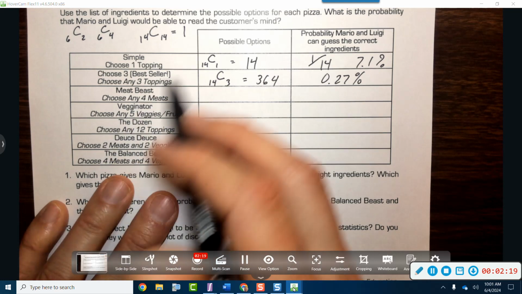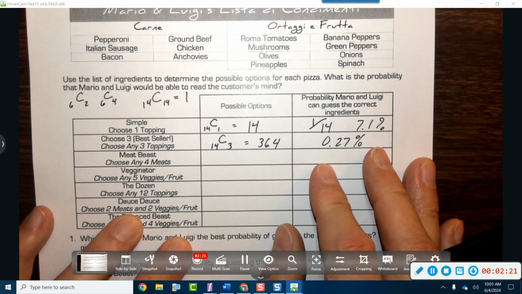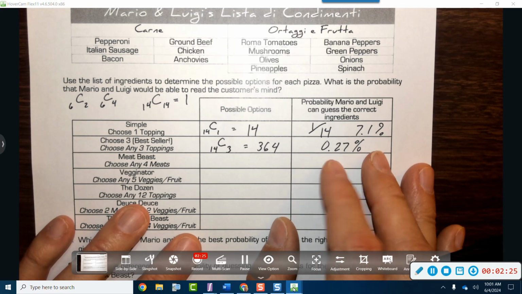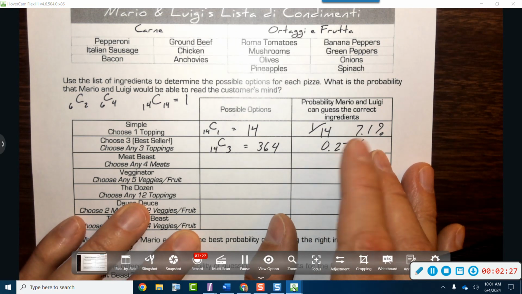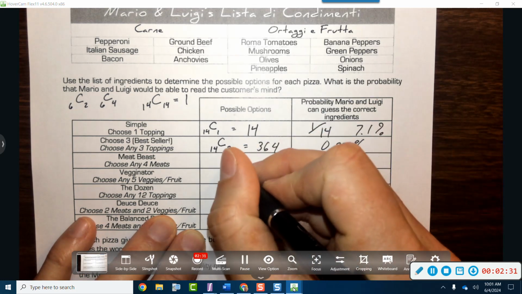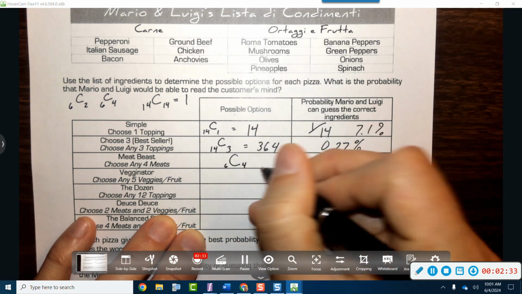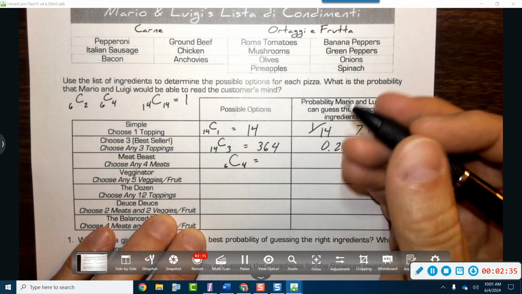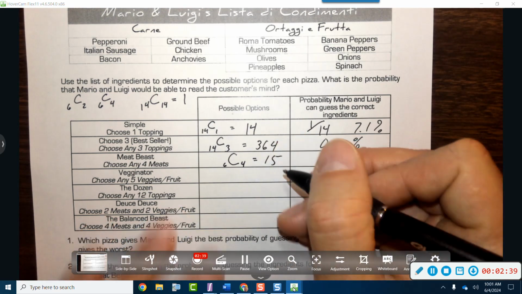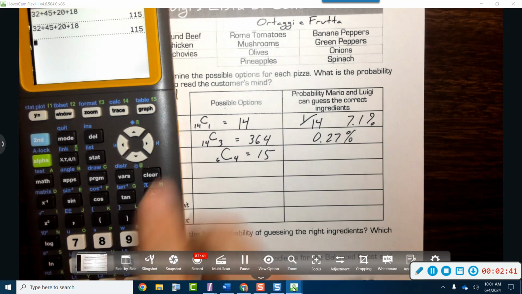How about Meat Beast? Choose any 4 meats. How many different ways can you do that? Well, how many different meats are there? There's 6, right? So 6 choose 4. 6 choose 4, I believe, is 15. I'm going to verify that just for a second.